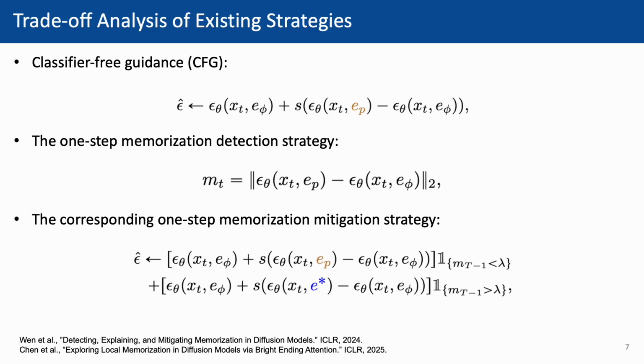However, if the magnitude is above the threshold, then the prompt is considered at risk of memorization. In that case, the strategy optimizes the prompt embedding using the magnitude as a loss function, and continues updating until the magnitude falls below lambda. This new engineered embedding is then used in the CFG formulation in place of the original. Since this embedding results in lower magnitude, it's less likely to trigger memorization.